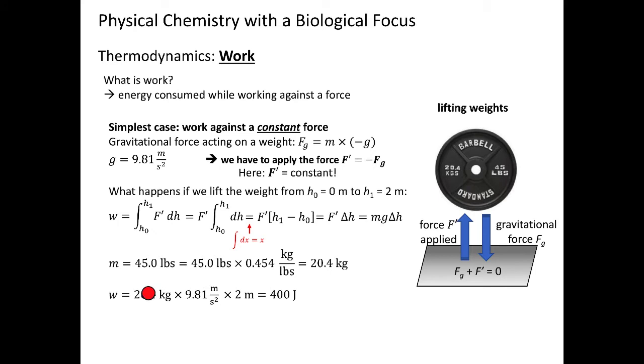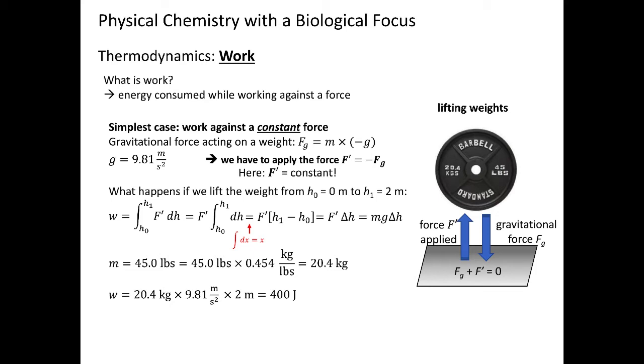So the work is 20.4 kilograms times the gravitational constant times the meters. This equation, just plugging in the numbers, gives 400 joules. 400 joules sounds like a lot. It's a significant amount of energy that we have to invest to lift that barbell from the ground 2 meters high.